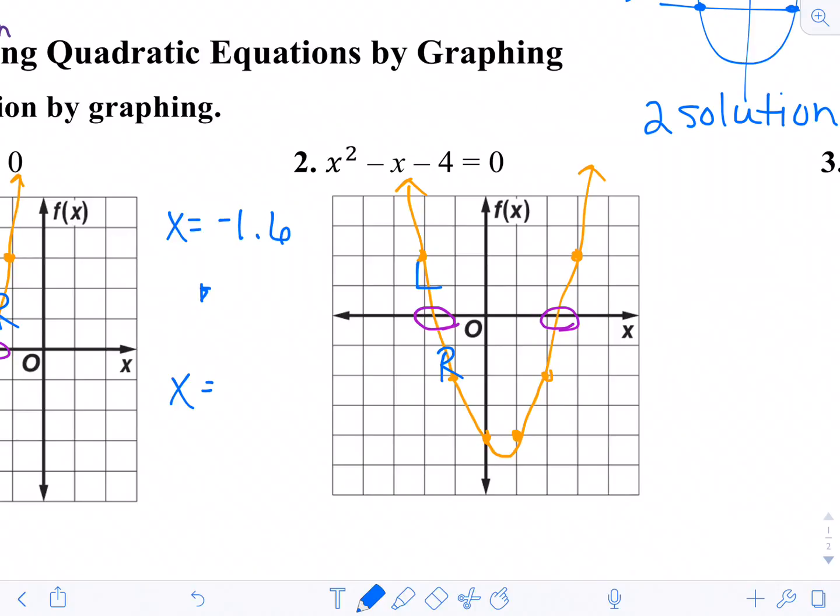Second trace, again, 0, left bound. So I'm going to move it over to right below. Hit enter, move it right above, hit enter. There's my right bound, and it's going to say guess, you hit enter one more time, and this one's going to be 2.6. And that's it.